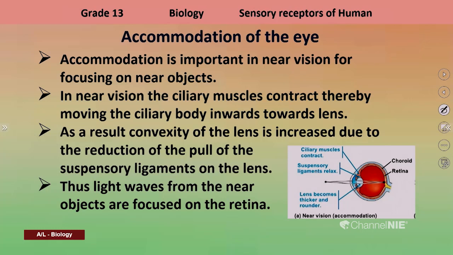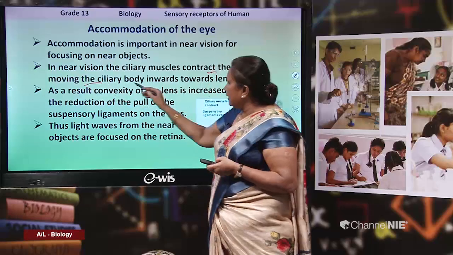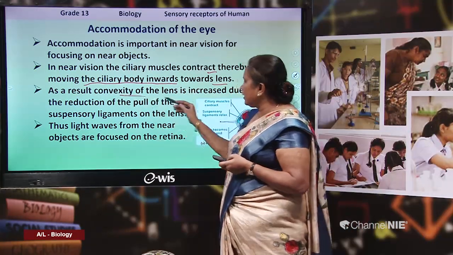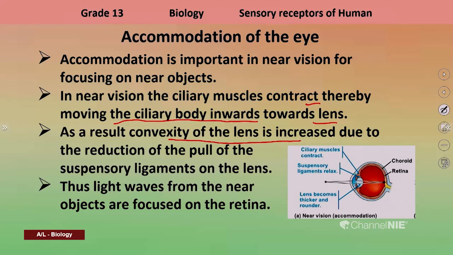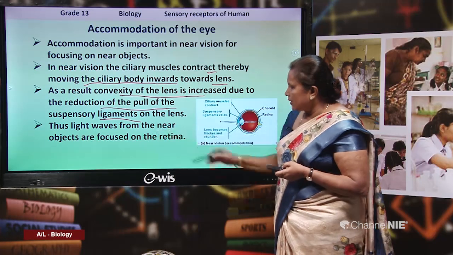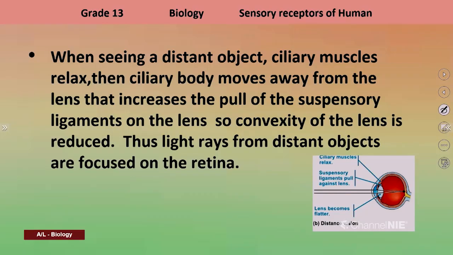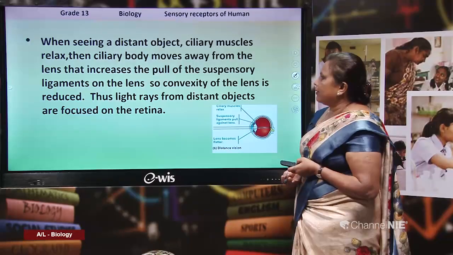Near vision, focusing on a near object. In near vision, the ciliary muscle contracts, moving the ciliary body inwards towards the lens. As a result, convexity of the lens increases due to the reduction of the pull of the suspensory ligaments. Thus, light waves from the near objects are focused on the retina. In a distant object, the opposite occurs. So if you can remember one of these processes, you can automatically remember the second one.